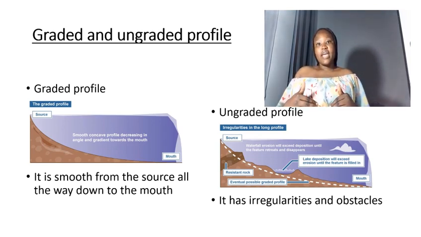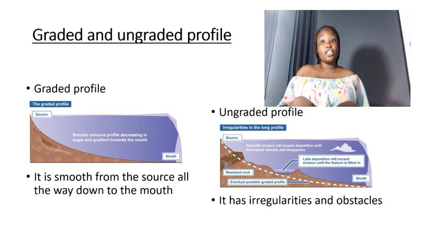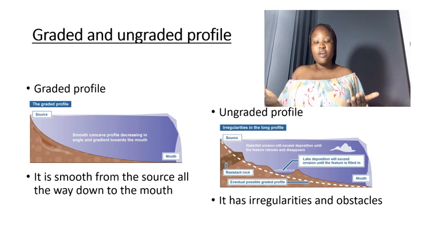Rejuvenation can occur more than once along a river's profile, forming neck points along the way. So it is possible for a river to have more than one neck point. A river can actually have two neck points, but it can also have one neck point, depending on how many times rejuvenation took place. This is how we end up with a graded profile and an ungraded profile.